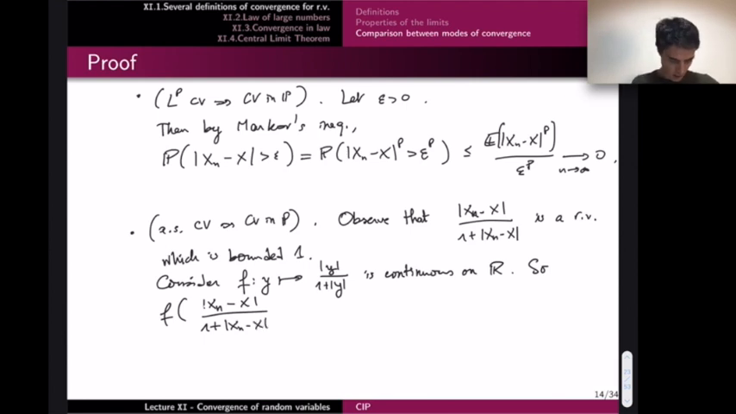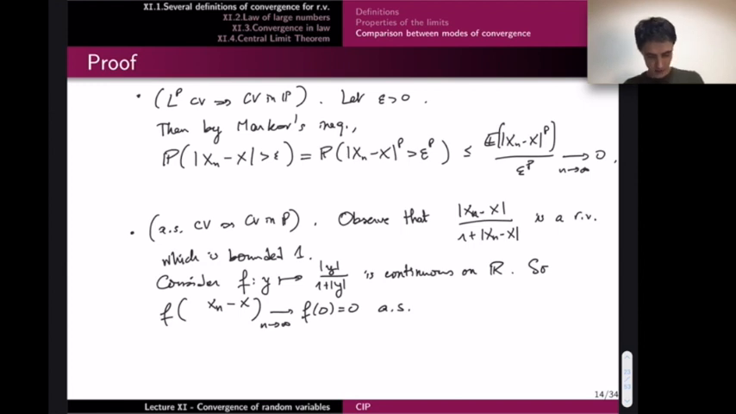Actually, it's just f of |Xn minus X|. This quantity here converges to f of 0 as n goes to infinity. This convergence is almost sure, and f of 0 is equal to 0. So I have a sequence of random variables here, which is bounded by 1 and which converges to 0. I guess now that you have it, I will apply the dominated convergence theorem.